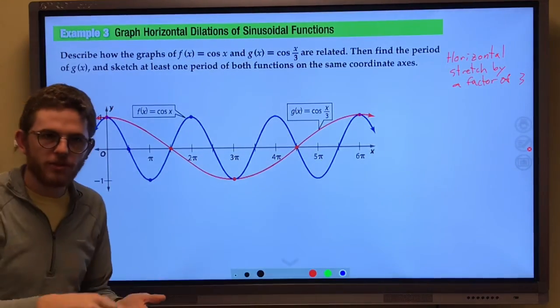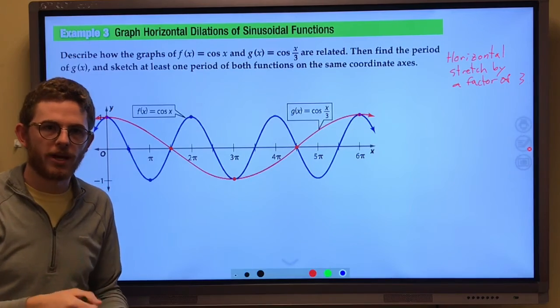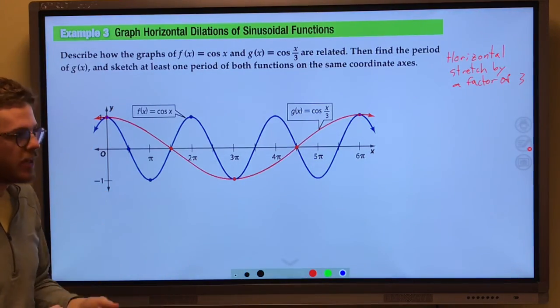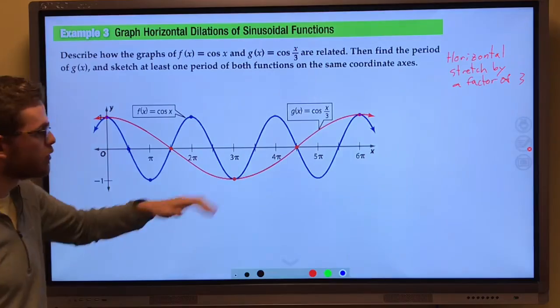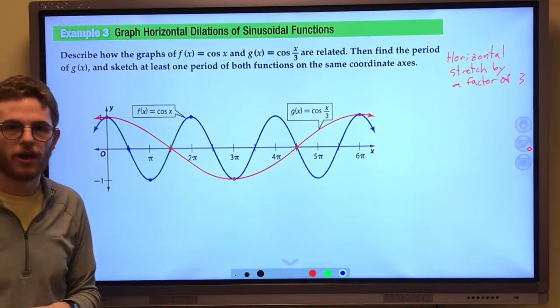And if we wanted to plot these points, we could always use our calculator, type in that function, and get those outputs out. Of course, since we're working with radians, you would want to make sure your calculator's in radians.